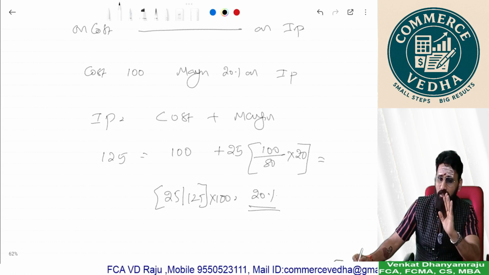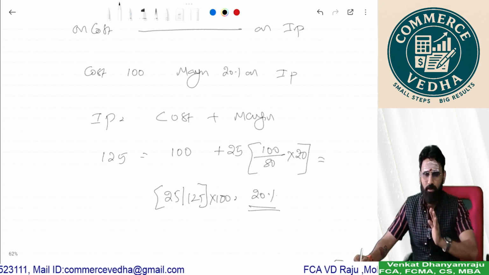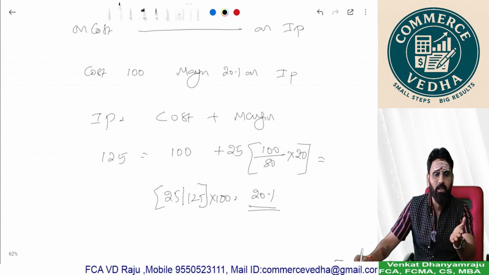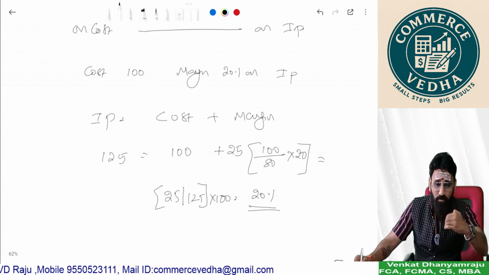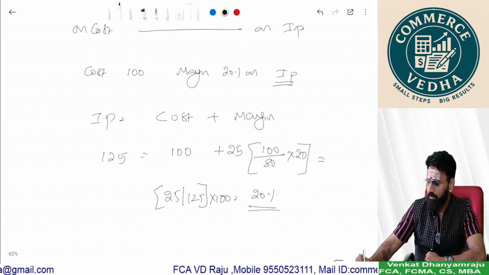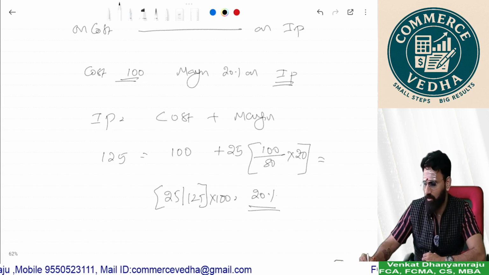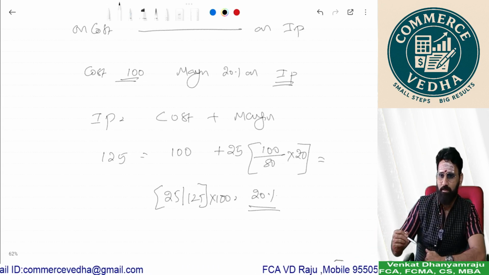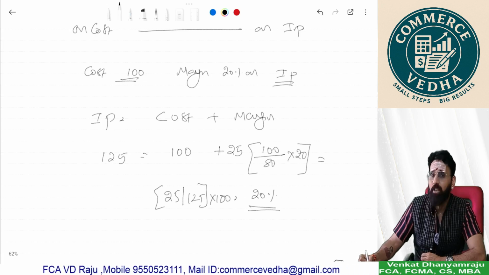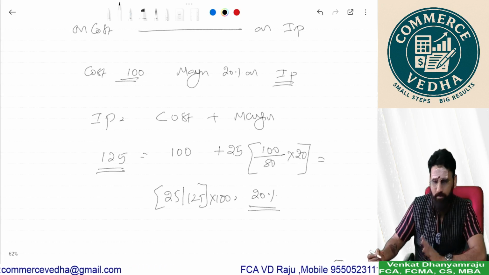So always see the percentage is on what. If it is on cost and directly cost is given, multiply on cost and add to the cost to get invoice price. If it is on invoice price and invoice price is given, then directly apply the percentage on the invoice price and deduct from the invoice price to get the cost. But in other case where margin is on invoice price but cost is given, you should apply the formula. If margin is 20% on invoice price, cost is 80%. You have given cost of 100, then 100 by 80 into 20, you get 25 as your margin. Hence, you add cost plus margin, you get invoice price.